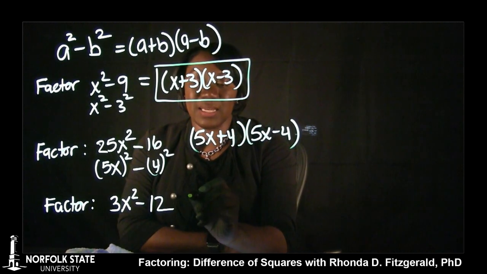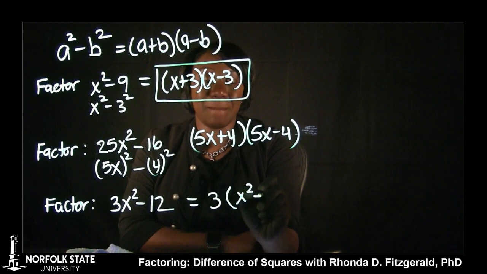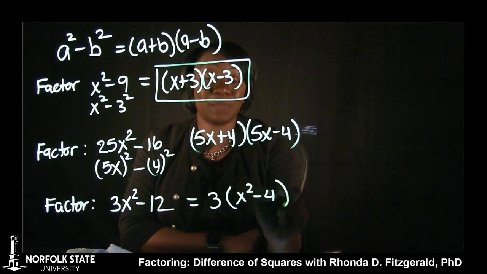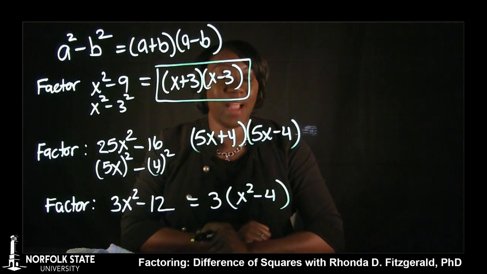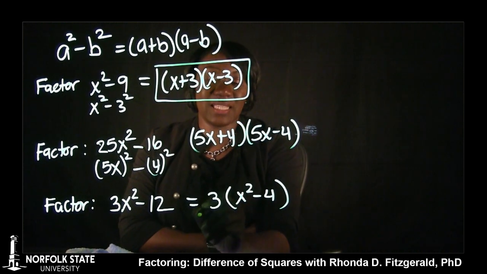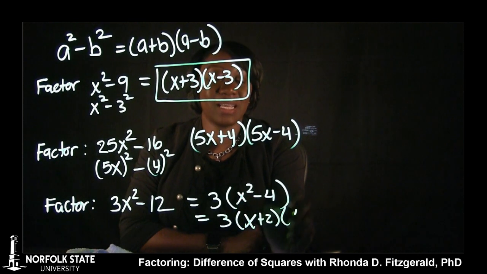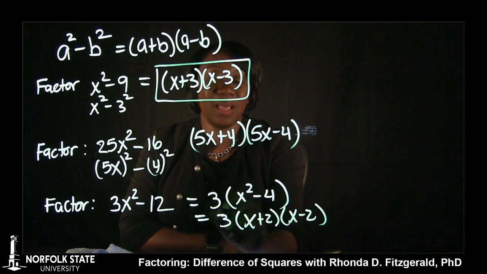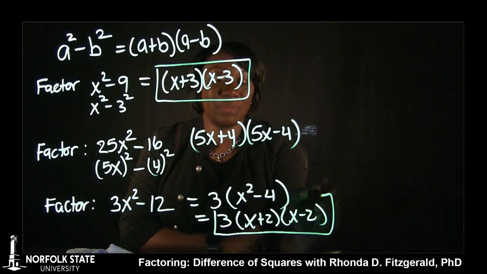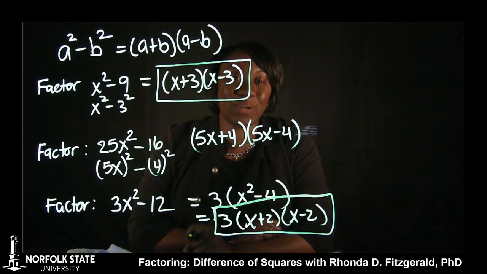So if I rewrite this as 3 times x squared minus 4, by removing my greatest common factor, now I see I have a difference of perfect squares. And this will factor as 3 times x plus 2 times x minus 2. And this would be the completely simplified answer for this problem. Now this is factoring a difference of two perfect squares.